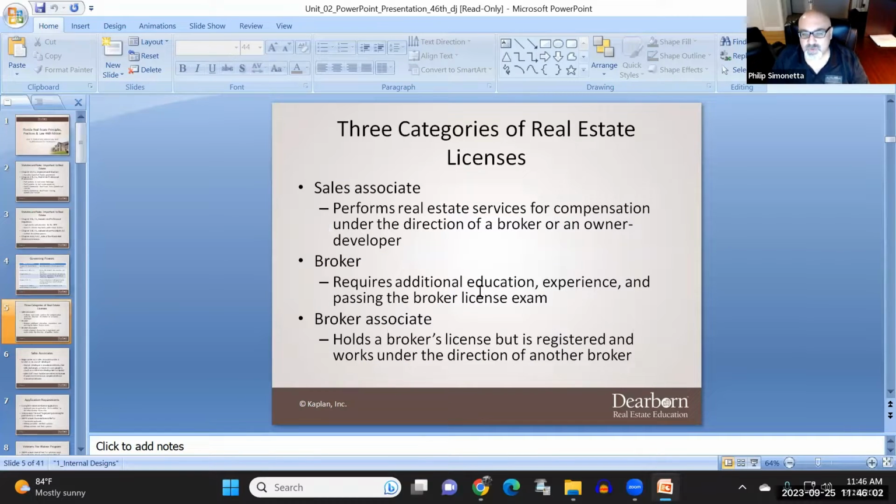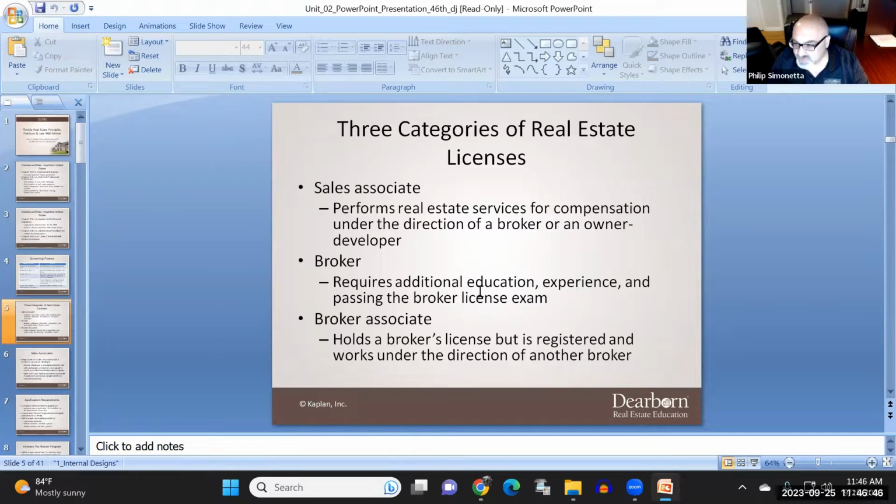So let's talk about the categories of real estate licenses. There's a sales associate license, a broker license, and a broker associate license. A sales associate license is what you guys are applying for. This is to perform real estate services for compensation under the direction of a broker or an owner developer. A broker requires additional education, experience, and passing the broker license exam. You must be a sales agent active for 24 of the last 60 months to qualify to take the broker exam.